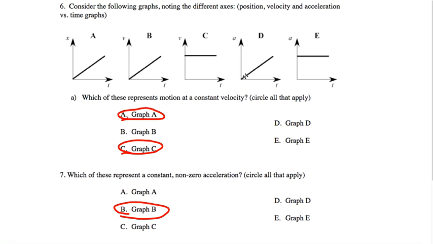For graph D, the acceleration is increasing. Since the acceleration is increasing, that's saying that the acceleration is not constant. They wanted a constant acceleration. The acceleration is not constant on that graph. So D is not one of our answers. E would be. It's a constant acceleration. It's staying at that same acceleration for the entire time. So the two you should have circled on 7 was graph B and graph E.